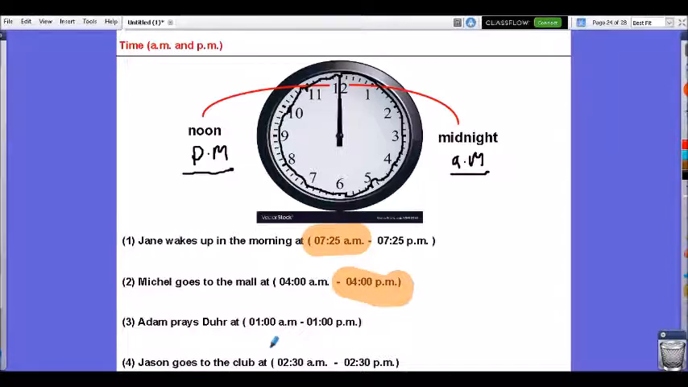And Adam prays Dhuhr at, it's noon, it's afternoon actually. It's not 1 AM, 1 AM is after midnight, it's 1 PM. And the last question over here, Jason goes to the club at, does he go to the club at 2:30 AM? Even if you do, guys, please, this is not normal, but if we're just talking about what usually happens with people, they go to the club maybe in the afternoon, which is 12:30 PM.